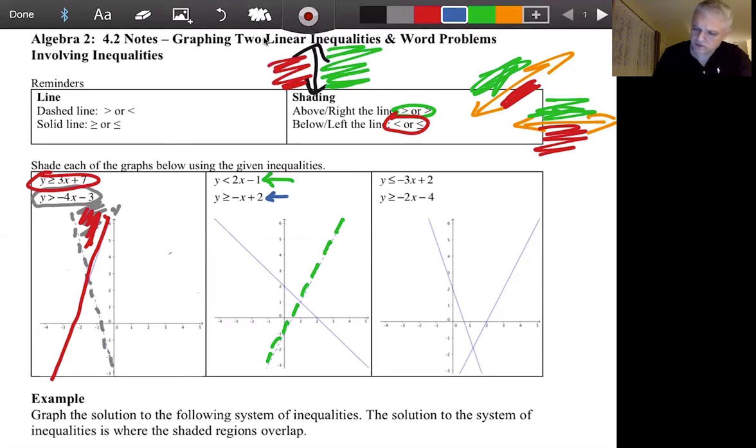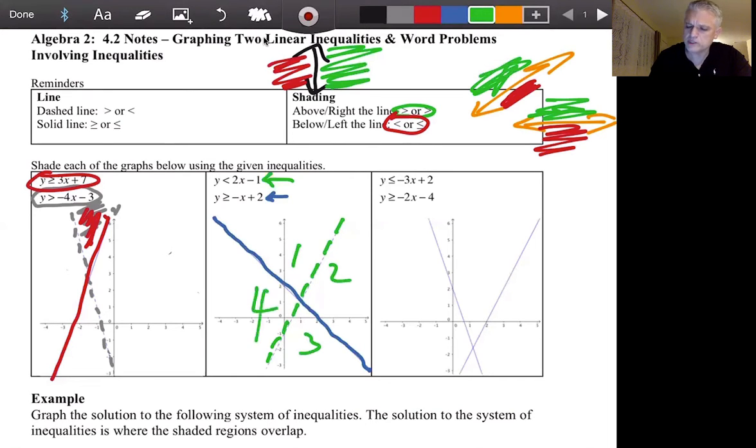And let's see if we can trace that line just a bit. There we go. All right, so let's look at shading. So remember, we have 1, 2, 3, 4 regions. Which 2 regions are we going to shade? Well, this says y is less than. Okay, less than says we're going to go below.